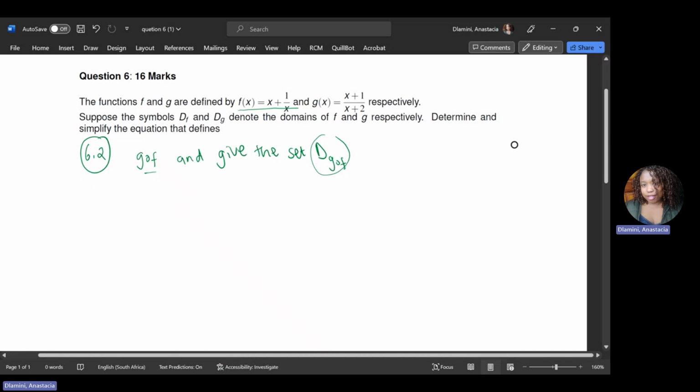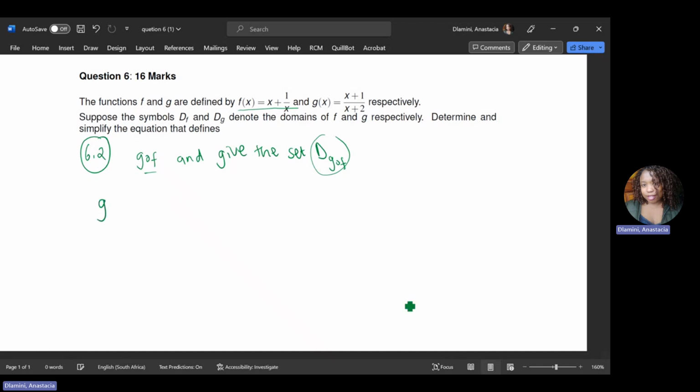Now we are looking at 6.2. So in 6.2, we want to find the composition of G and F and the domain of the composition of G and F. So we know that the composition can be written as G of F of X. And in this case, our inner function is F of X and our outside function is G of X.